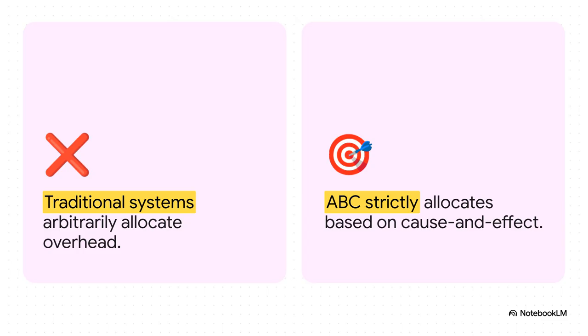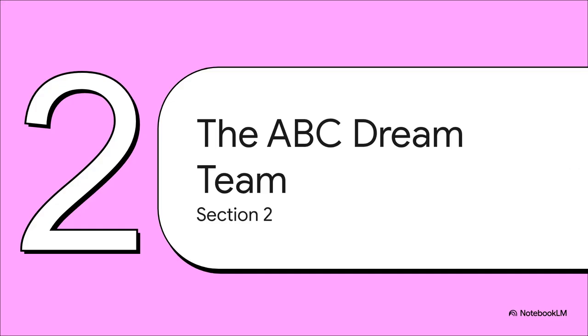But here's the thing. Modern companies are highly automated. Direct labor is just a tiny fraction of their total costs. Activity-based costing, on the other hand, acts like a scalpel. It purposefully allocates costs based strictly on a cause and effect relationship. Basically, if a product doesn't consume the resource, it doesn't get hit with the cost. Make sense? Moving right along to Section 2, Building the ABC Dream Team.